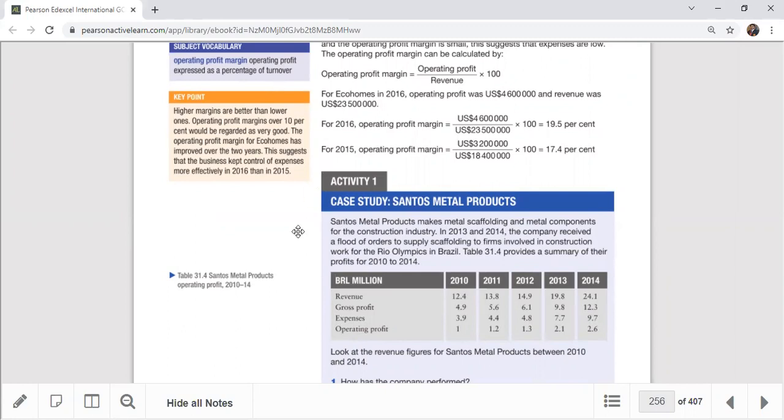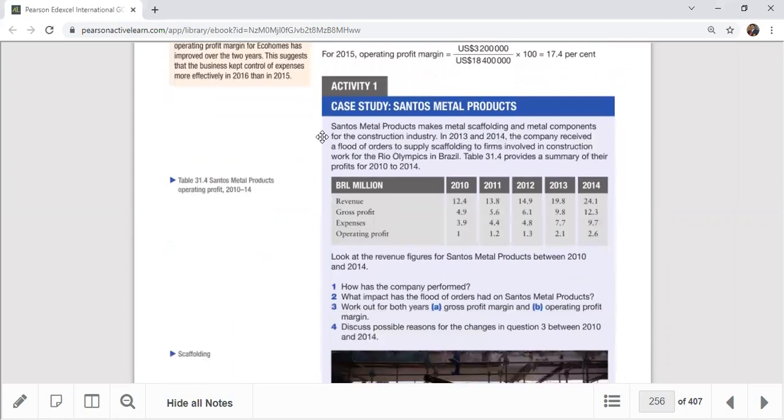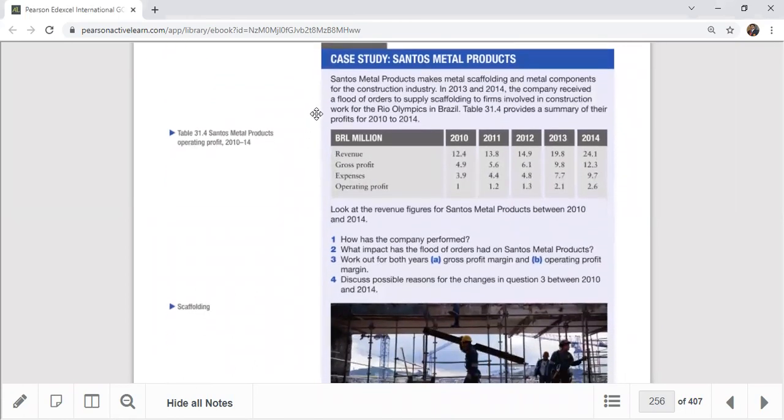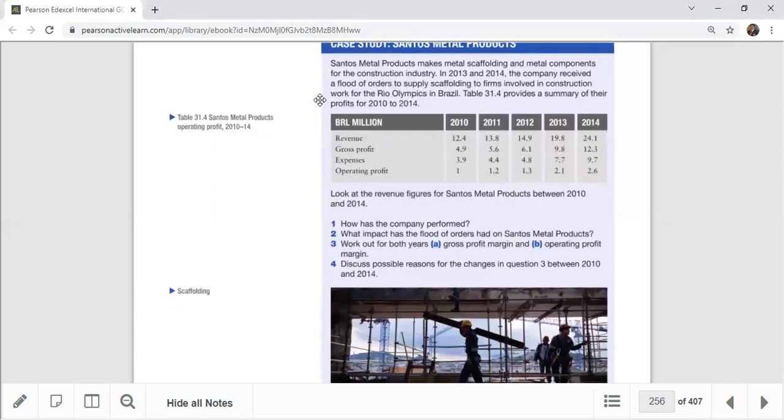Okay, look at this activity number 1, case study Santos Metal Products. The company makes scaffolding and metal components for the construction industry. In 2013 and 14, the company received a flood of orders supplying scaffolding to firms involved in construction work for the Rio Olympics in Brazil. So, we provide a summary of their profit from 2010 to 2014. You can see they have provided those years of figures: revenue, gross profit, expense, and operating profit.